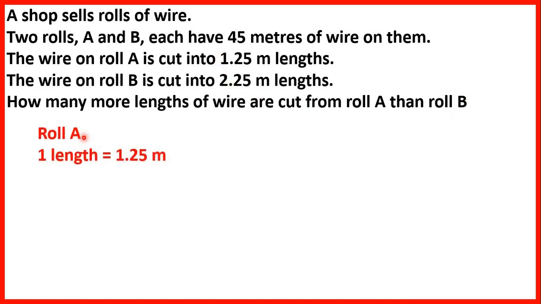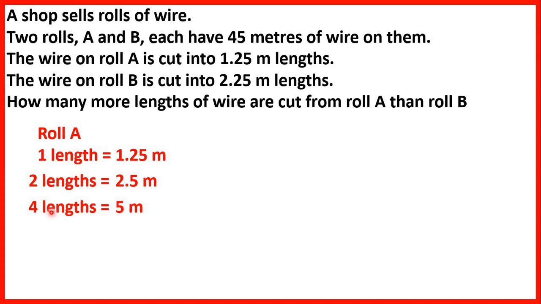So let's take roll A first. We know that one length is 1.25 metres and the total length is 45 metres. So we need to divide 45 by 1.25, and the easiest way to do that is to count up in steps of 1.25 until we get to 45. So if one length is 1.25, 2 lengths will be 1.25 times 2, so that's 2.5.